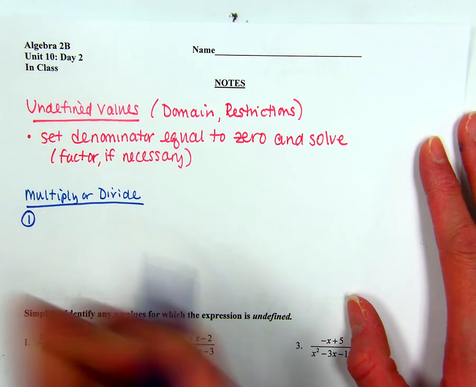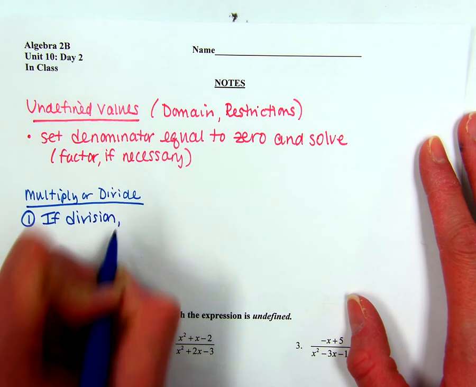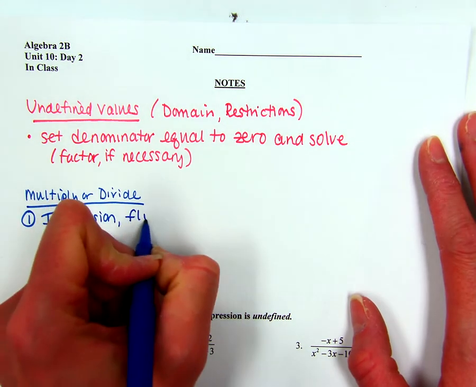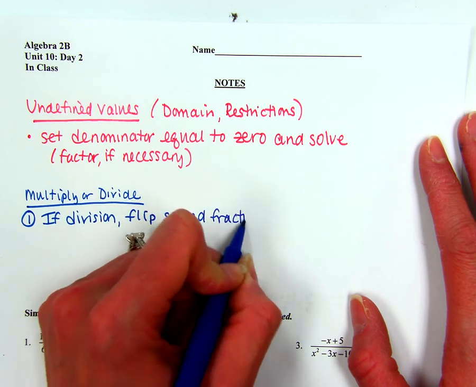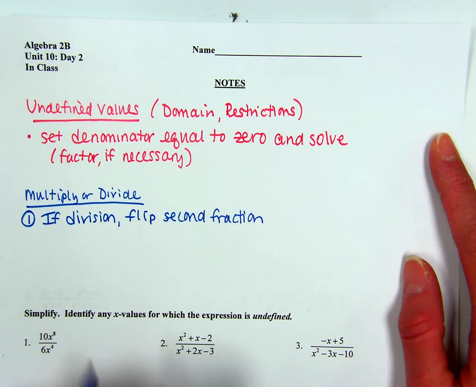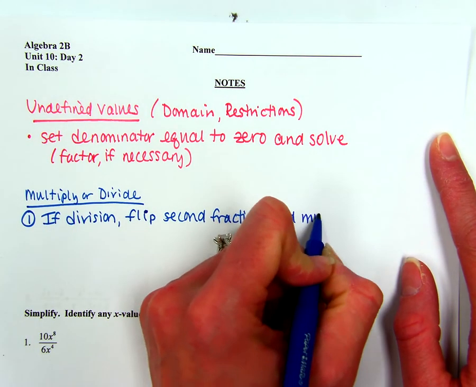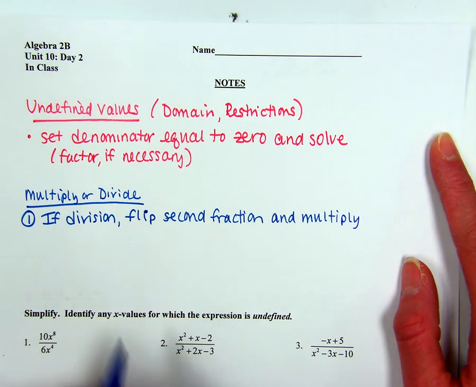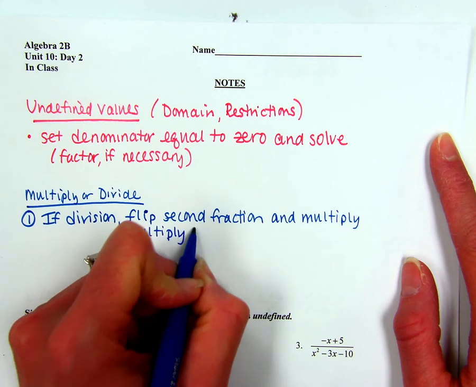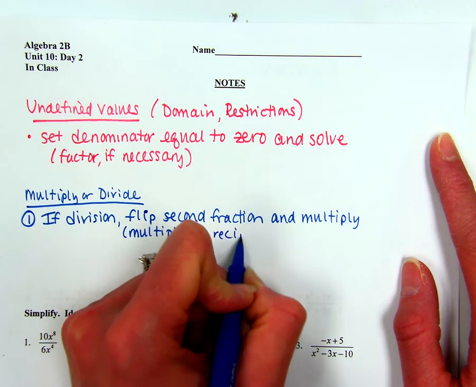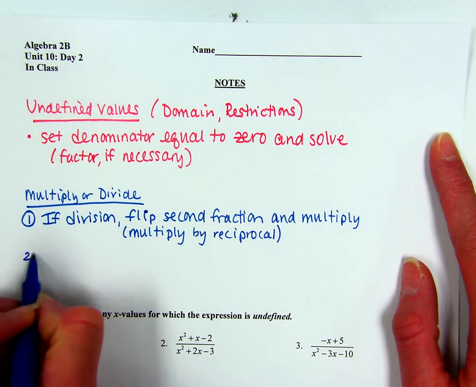All right, so there's 3 steps. The first one is if it's division, you're going to flip the second fraction to make it multiplication. Another term for that is called multiplying by the reciprocal. Okay, so you only do that if it's division.